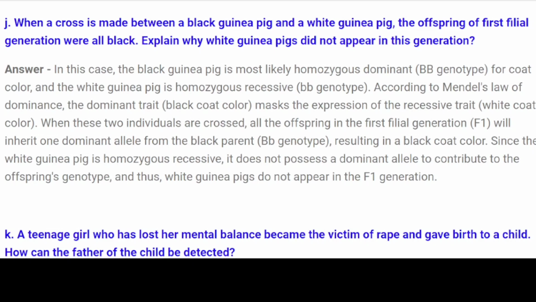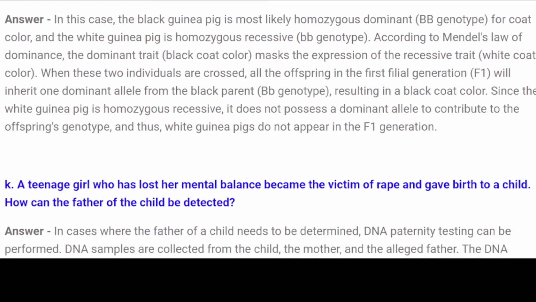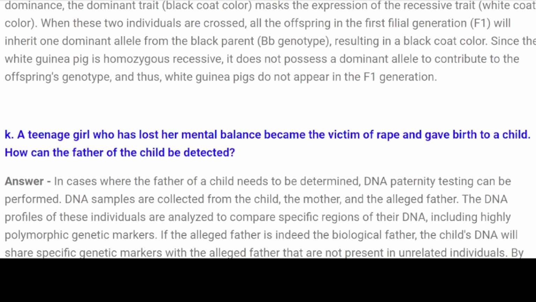According to Mendel's law of dominance, the dominant trait, black coat color, masks the expression of the recessive trait, white coat color. When these two individuals are crossed, all the offspring in the first filial generation, F1, will inherit one dominant allele from the black parent, BB genotype, resulting in a black coat color. Since the white guinea pig is homozygous recessive, it does not possess a dominant allele to contribute to the offspring's genotype, and thus, white guinea pigs do not appear in the F1 generation.